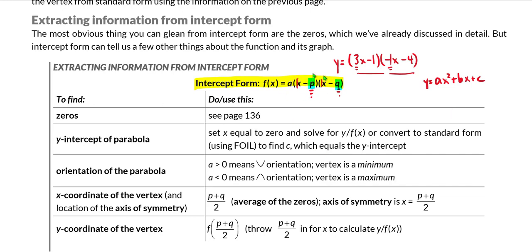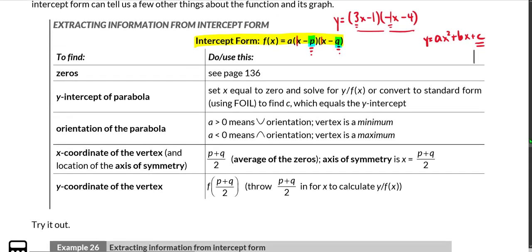Conversely, if they give you intercept form and maybe they say something like which of the following shows you the y-intercept of the parabola corresponding to this equation, well, then you'd probably want to pick standard form. I mentioned that when we were going over extracting information from standard form as well. So let's go through all of the information that we can extract from intercept form.